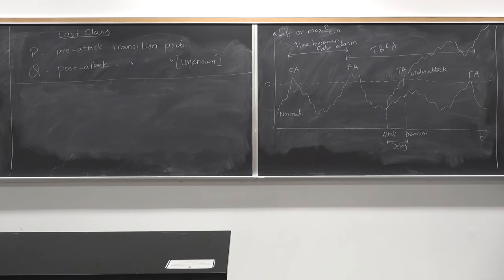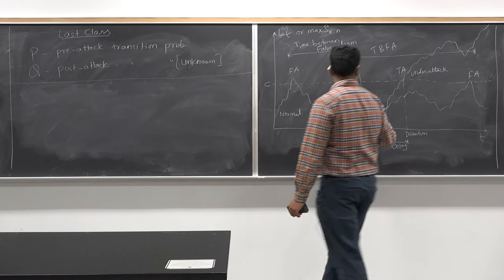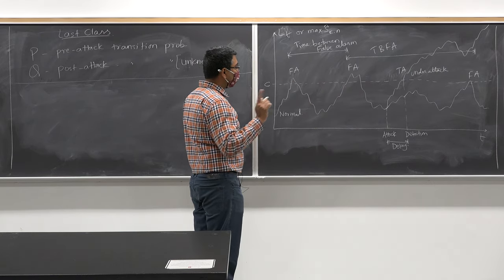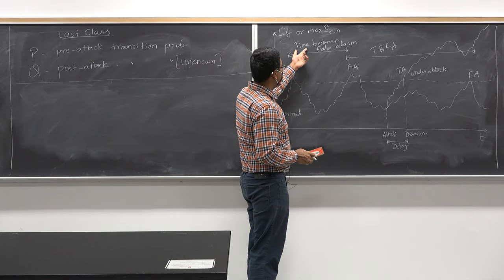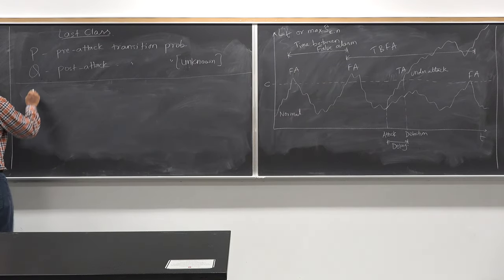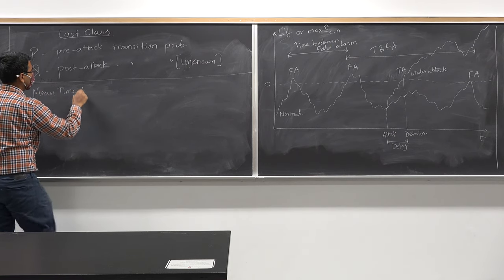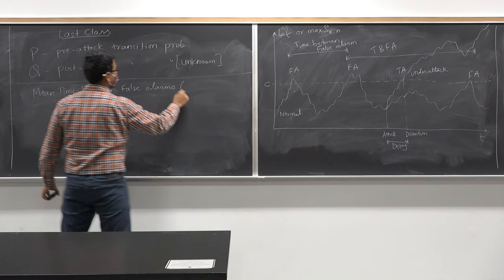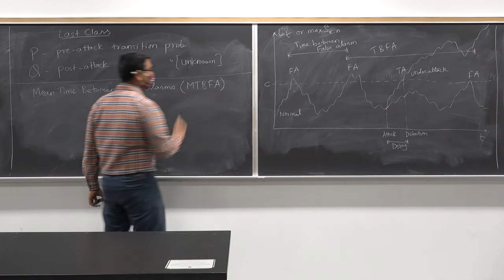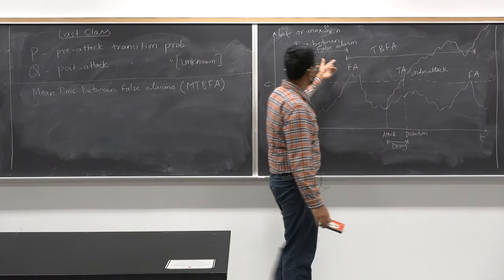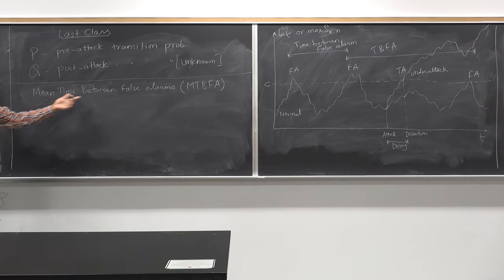And you want the delay to be as small as possible so that you can raise an alarm as soon as an attack happens. But in order to reduce the delay, you have to lower the value of C, in which case you will have more and more false alarms, right? So the two things that people care about is the average value of time between successive false alarms, and that is known as mean time between false alarms, or MTBFA. So this is the time between false alarm, this is the time between false alarm, and so on and so forth. And you will take the average value of that, and that's mean time between false alarms.